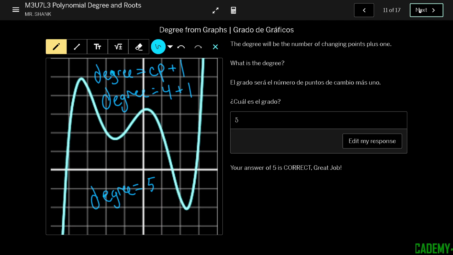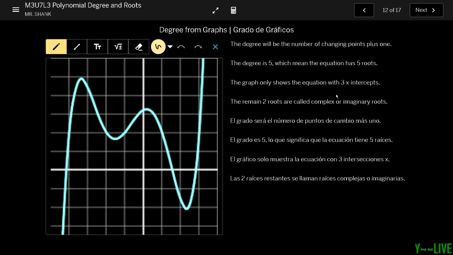All right, moving on. So now it says the degree will be the number of changing points plus 1. We said the degree is 5, which means the equation has 5 roots. However, when I look at the graph, it only shows the equation with 3 x-intercepts. If I look at those 3 x-intercepts, let's say, I got 1, 2, 3 here. Those are really easy to identify. It says the remaining 2 roots are called complex or imaginary roots.